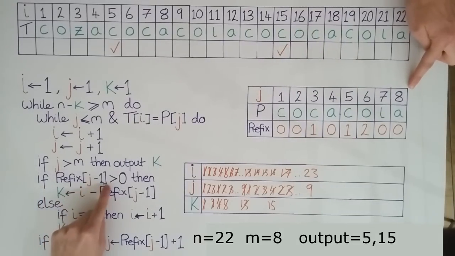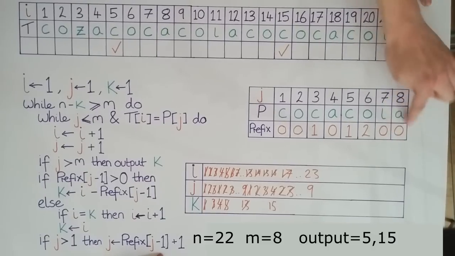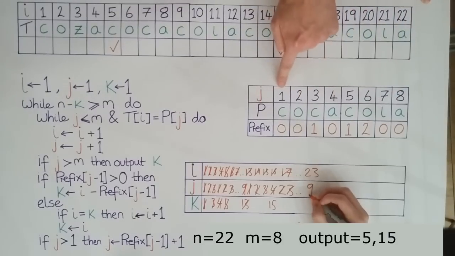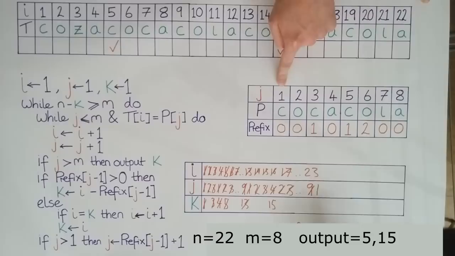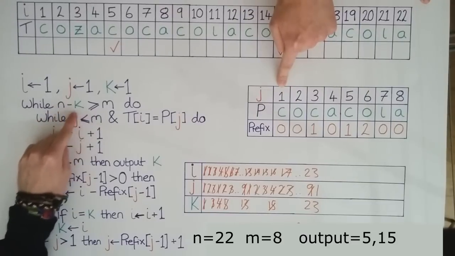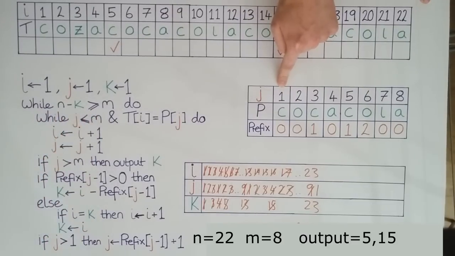If the prefix of 9 minus 1 is greater than 0, and the prefix of 8 is 0, so we skip this. j is greater than 1, so j is set to the prefix of 8, which is 0, plus 1, making it 1. And k is set to i, making it 23. Now, n minus k is 22 minus 23, making that minus 1, which is no longer greater than or equal to m, so the whole algorithm ends.